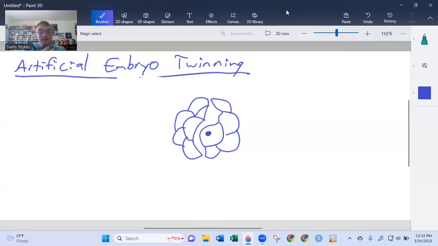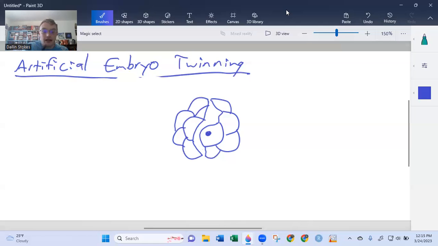So if you were trying to make a clone of me, you couldn't use artificial embryo twinning because I'm not an embryo anymore. You couldn't chop me in half and make a second one of me that's genetically identical. So this only works on individuals that haven't been born yet. And essentially, we're just deliberately making identical twins. That's the whole goal there.